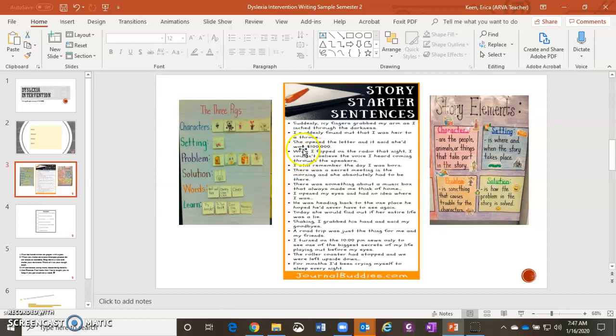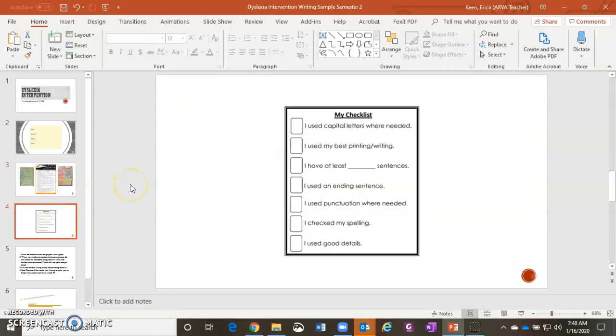Okay, so here's some examples for you. Suddenly, icy fingers grabbed my arm as I inched through the darkness. I suddenly found out that I was heir to a throne. Okay, these are just examples of sentence starters or a hook. Remember, you want it to be detailed and interesting. You don't want to start your sentence with, my name is Ollie. I went to Hollywood. It was fun. The end.